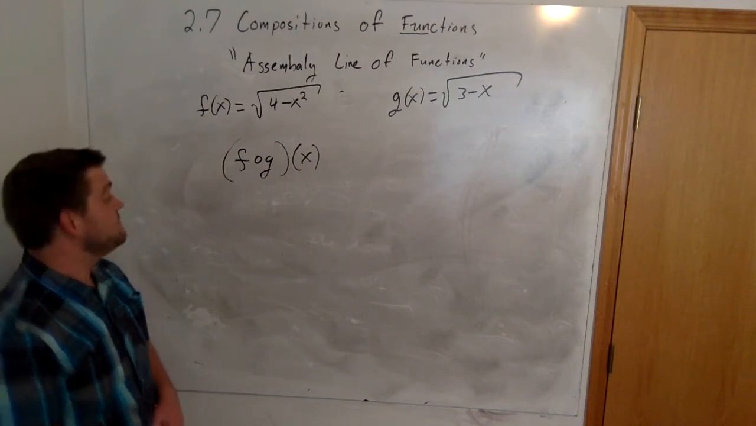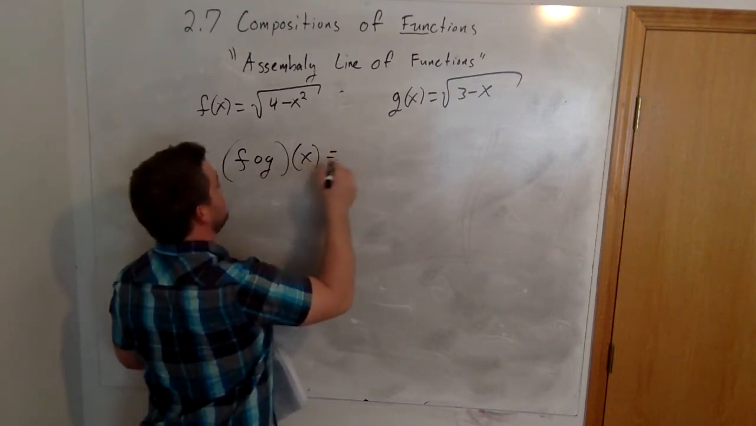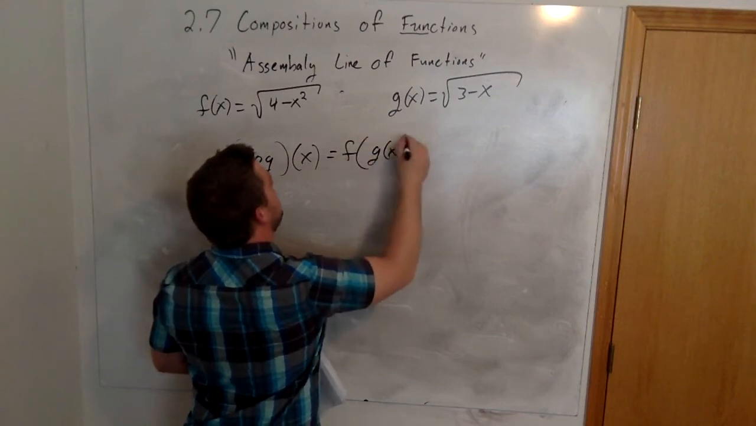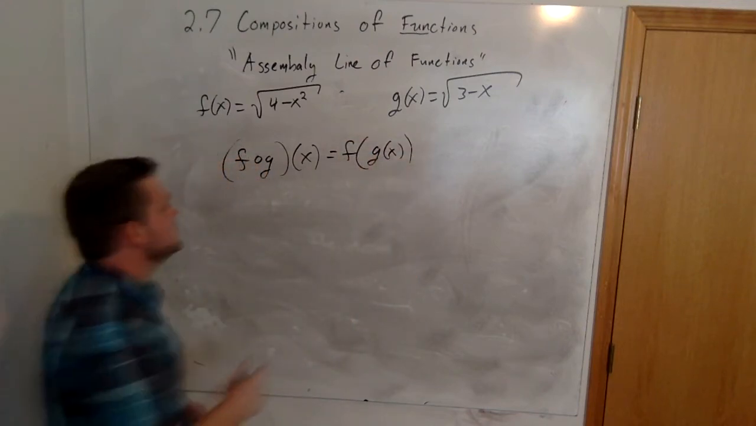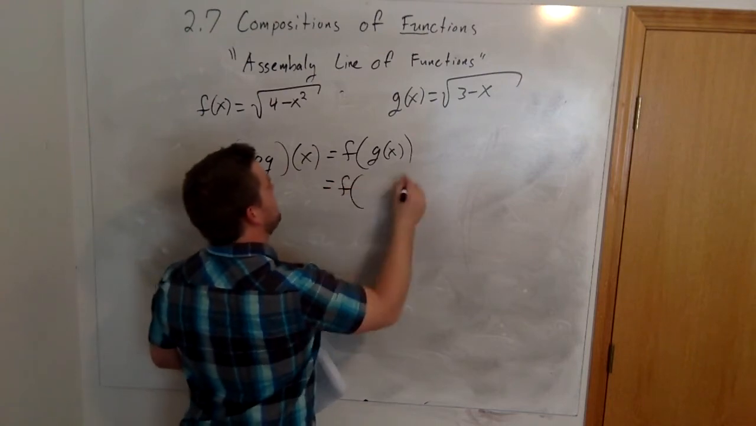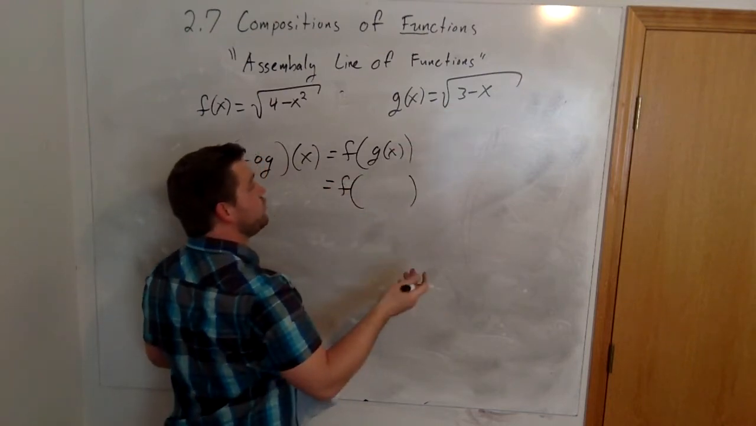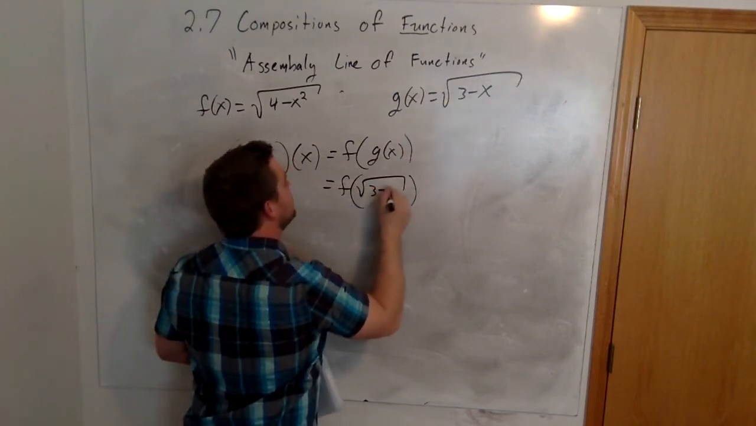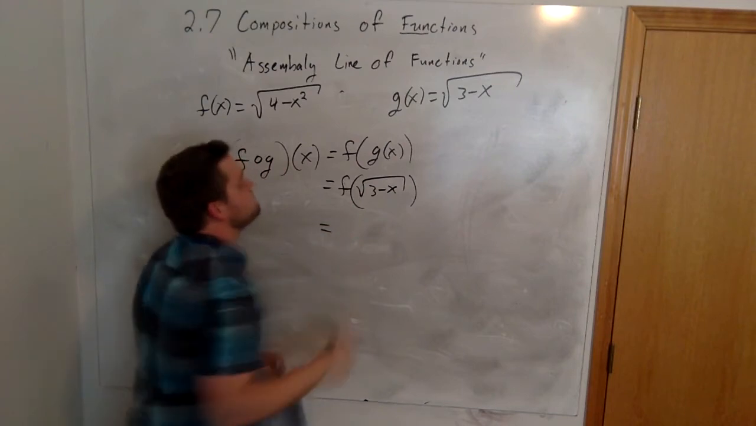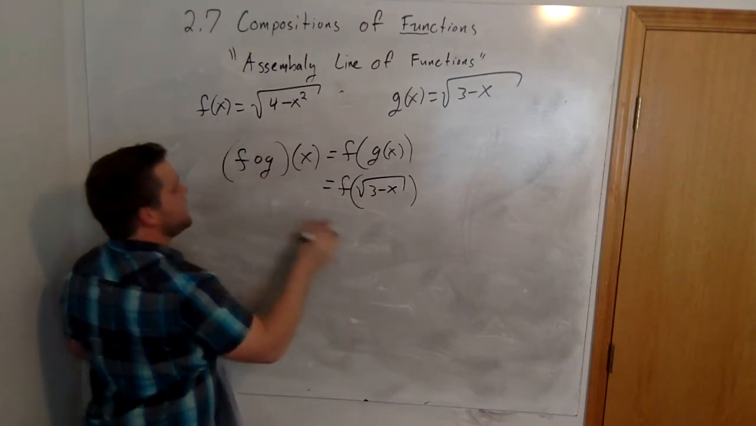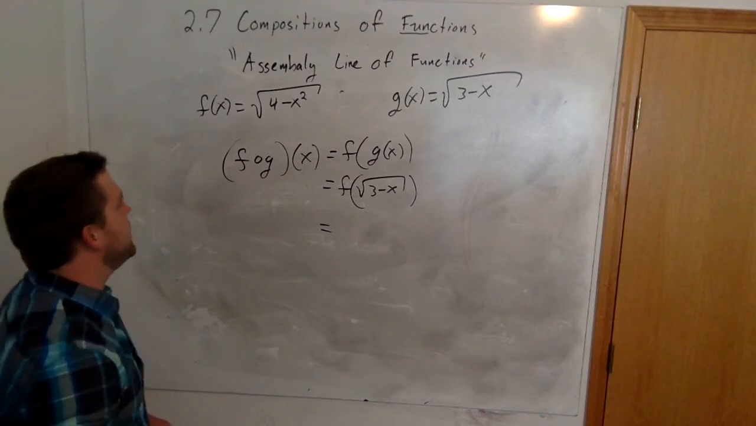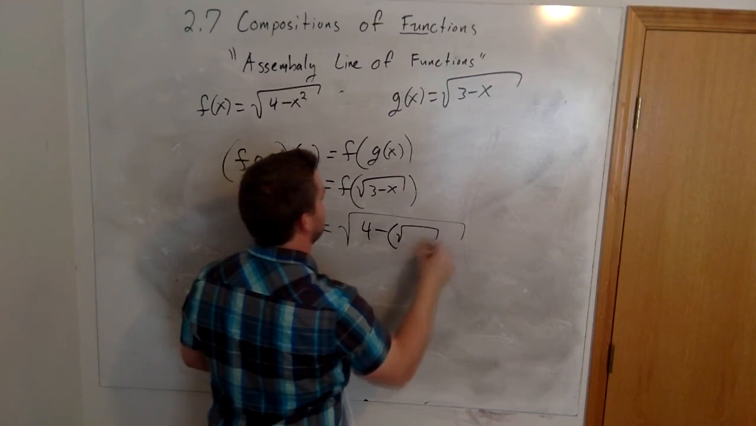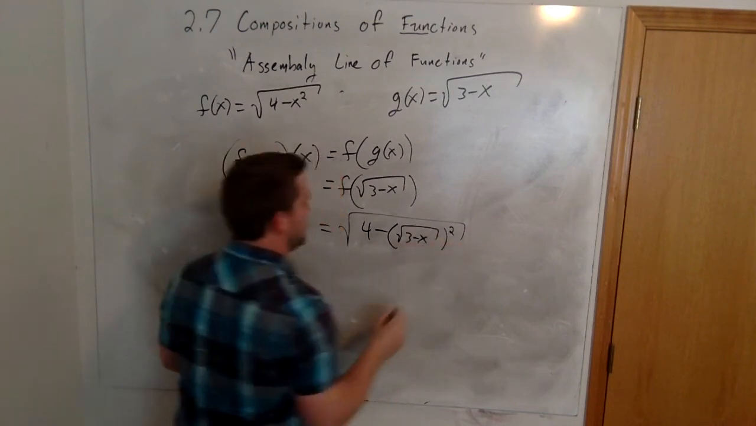Okay, let's do it. What I'm doing is first taking x and plugging it into g, taking the output and then plugging it into f. So I'm going to first start by replacing g of x with its formula. I'm taking a value x, taking 3 minus that value, and square rooting it. Now once I get that output, I'm feeding it into f. So wherever I see an x in f of x, I'm going to replace that with the square root of 3 minus x. So here we'll get the square root of 4 minus the square root of 3 minus x, quantity squared.